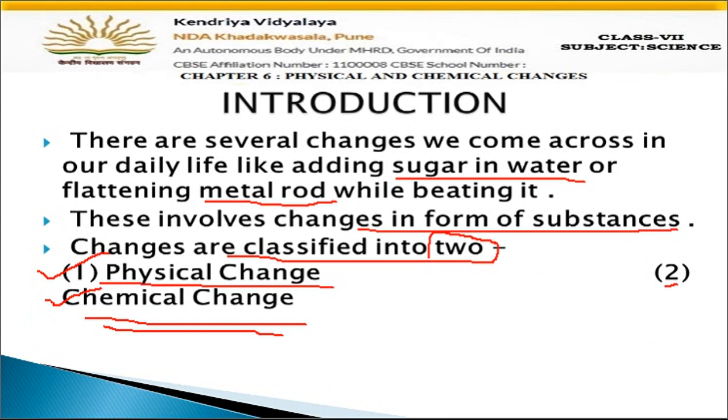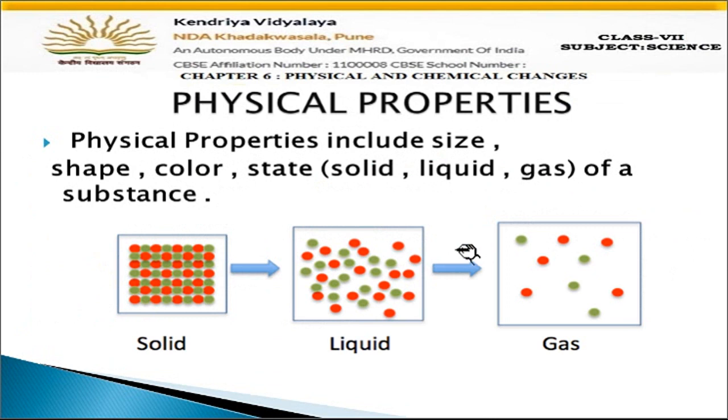Let's start with the first change, that is the physical change. But before starting physical change, let's find out what physical properties are. Physical properties means all those things which you can observe from outside. Suppose you can observe the shape of the substance from outside, so it's a physical property. You can observe the color of the substance from outside, so it is also a physical property. You can find out the state, whether the object is solid, liquid or gas. This can be found by looking at the substance, whether the substance is rough or smooth. This can be found out by simply touching it. No need of doing any kind of reaction for it.